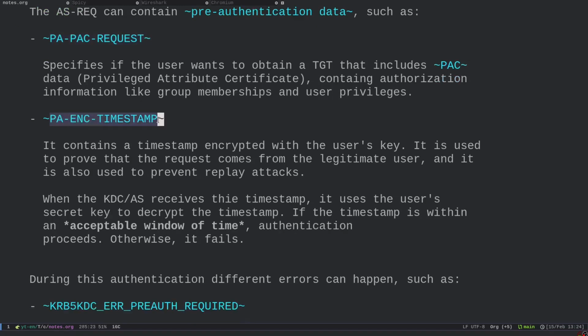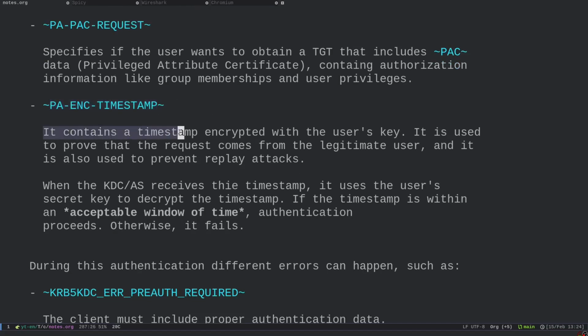Then we have the PA-ENC-TIMESTAMP. This contains a timestamp encrypted with the user's key. It is used to prove that the request came from the legitimate user, and it is also used to prevent replay attacks. So you cannot send the same authentication message twice later in the future, because the time window will have shifted, and therefore this is a protection against replay attacks. Replay attacks are simple attacks in which an attacker captures an entire packet that is correctly formed and simply sends it to the server. But if the window of time is increased, this no longer works.